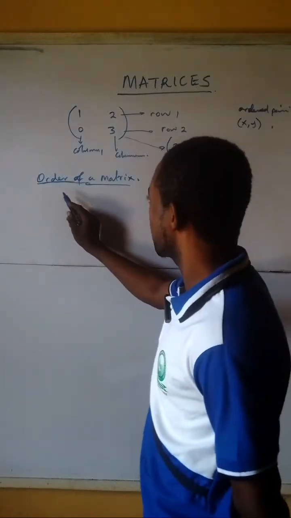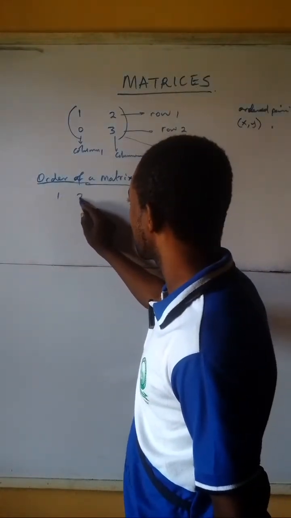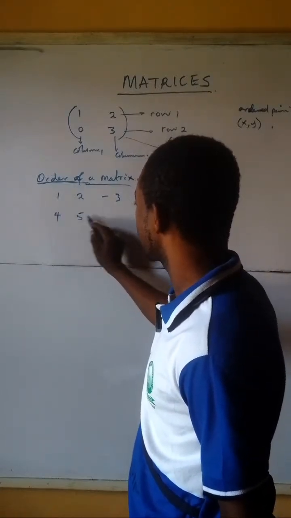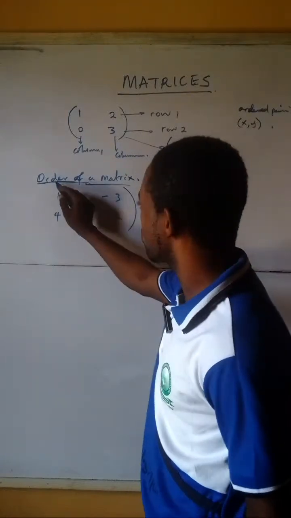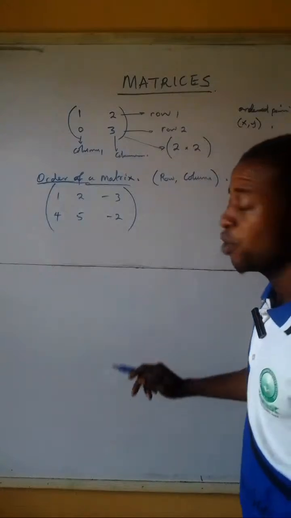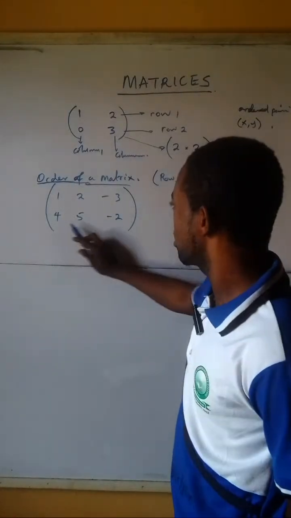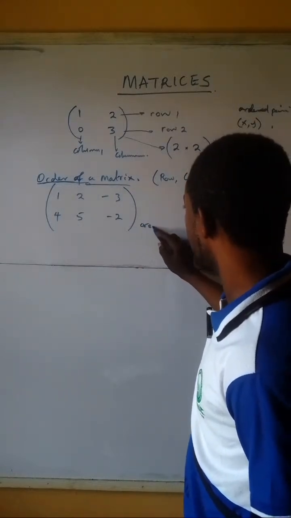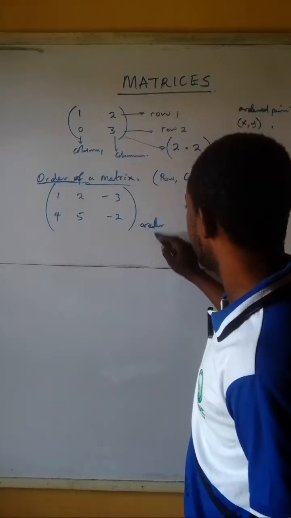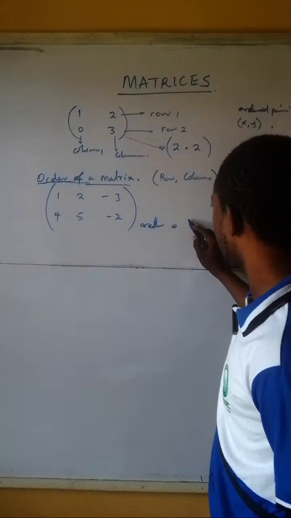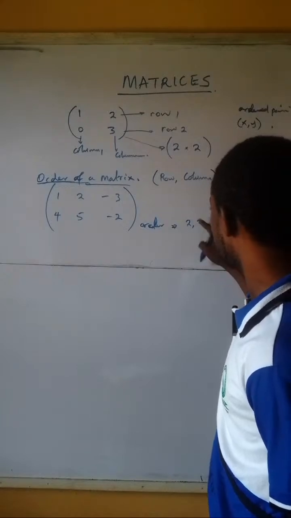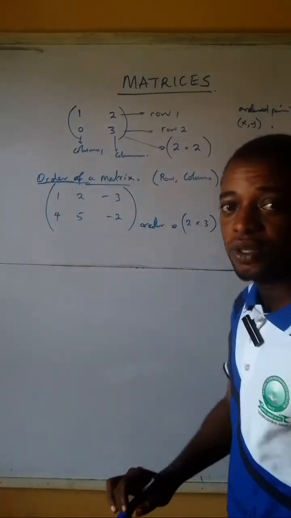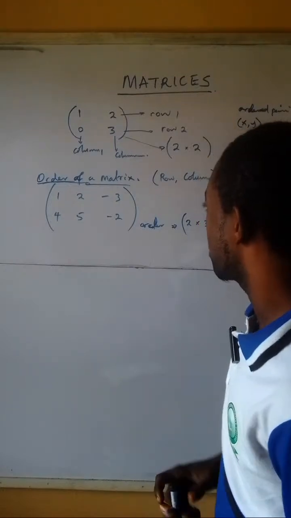For instance, let's give another example here. We have 1, 2, minus 3. Then we have 4, 5, minus 2, enclosed in a bracket. Here we have a matrix whereby we have 2 rows and we have 3 columns. So the order of this matrix here is going to be 2 by 3. So we have a 2 by 3 matrix here. That is, we have 2 rows, then 3 columns. That's the order of this matrix, and so on and so forth.